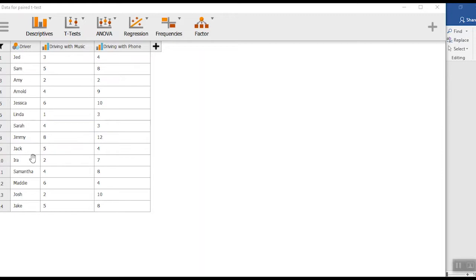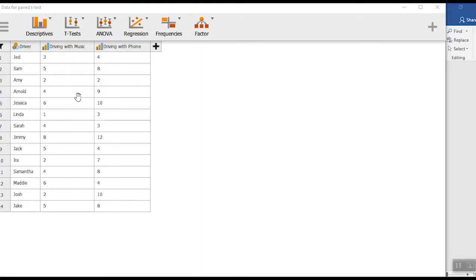And so the numbers here represent the number of errors that they made. You'll notice here is each of the drivers. So we have 14 drivers, and they went through the course twice, and then the number of errors recorded. Now, for the study to be conducted correctly, they shouldn't all drive through the course first with music and then driving by the phone. We did counterbalancing here. Some drove while talking on the phone first and then driving with music second, and vice versa. So we assume that's what had taken place within this particular study.